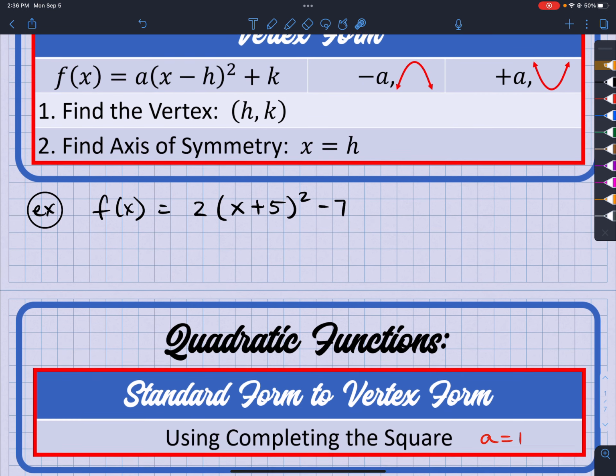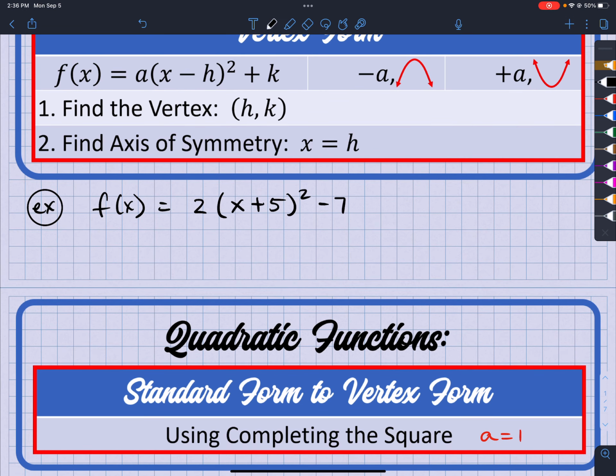So here is an example. When we look at this, let's compare it to the original equation here. What I have is f of x is equal to 2 times x minus a negative 5, right? Because in order to get plus 5, I've got a minus a negative. And then this is supposed to be a plus, which means I've got a negative 7. So that means my vertex must be (-5, -7) here.